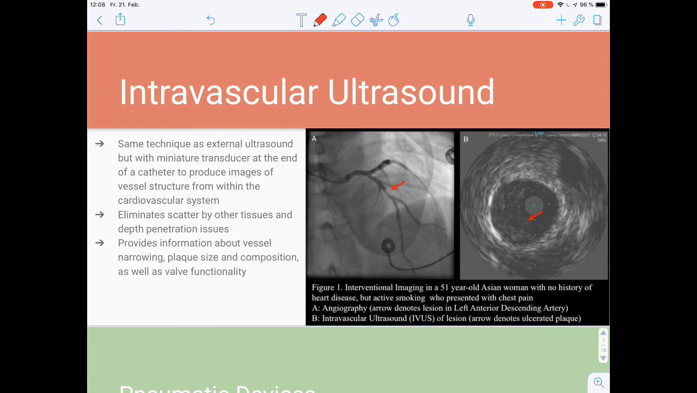This ultrasound uses the same technique as external ultrasound, but with a miniature transducer at the end of a catheter to produce images of vessel structure from within the cardiovascular system. The intravascular ultrasound eliminates scatter by other tissue and deep penetration issues. It will also provide information about vessel narrowing, plaque size and composition, as well as valve functionality. And in this figure, we can see how the intravascular ultrasound works and how the image will look.